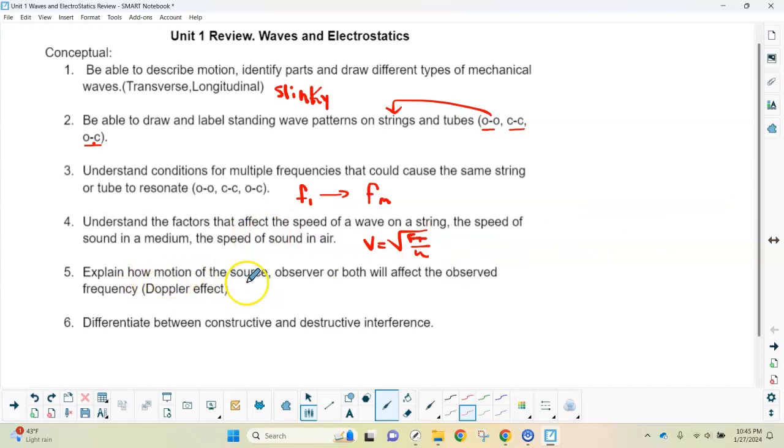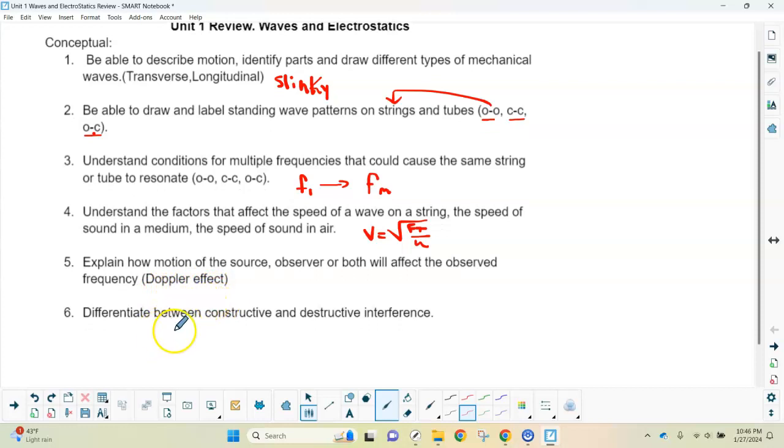Explaining how motion of a source and observer, or both of them, will affect the Doppler frequency, so that's a question that you should be okay with. And then differentiating between constructive and destructive interference when you have waves being superimposed.